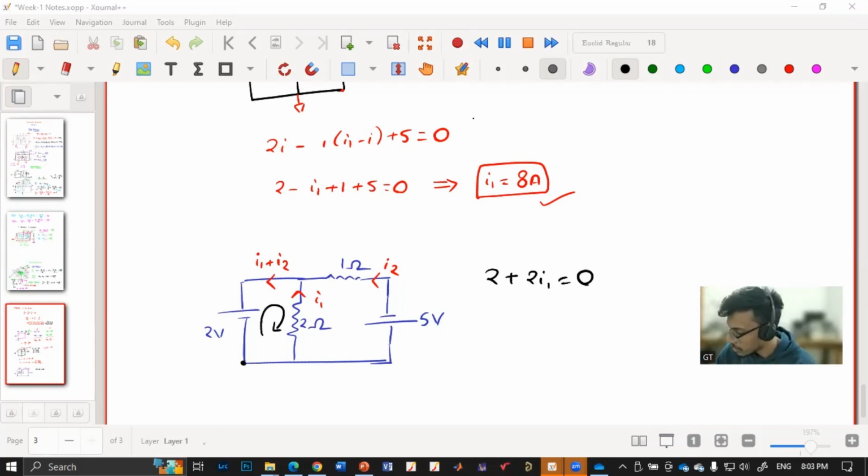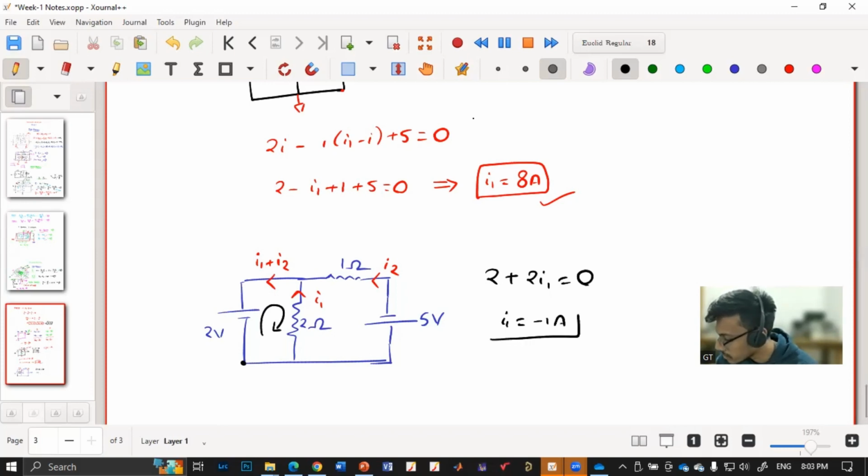Now what is the value of I1? It's minus 1. Opposite, yes, minus 1. Okay, so my I1 is minus 1 ampere.